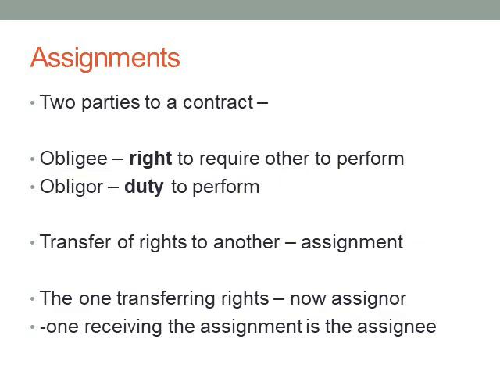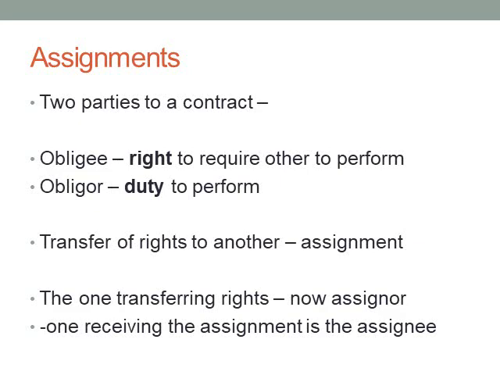The one transferring the right, our original obligee, now becomes the assignor. And the one who receives the assignment is the assignee. Our one who has the duty to perform still remains the obligor. So make sure you have all these terms, the names for all of these situations where you're in.